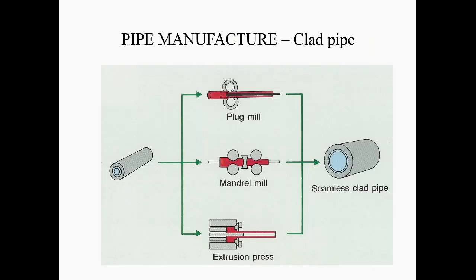And you can make pipes also by putting one cylinder inside another cylinder, and you can put them through a plug mill and expand it up to the right size, or a mandrel mill, or even in some cases an extrusion press. So you can make seamless clad pipe as well, but you start off with a tube in a tube. You don't start off with a billet.